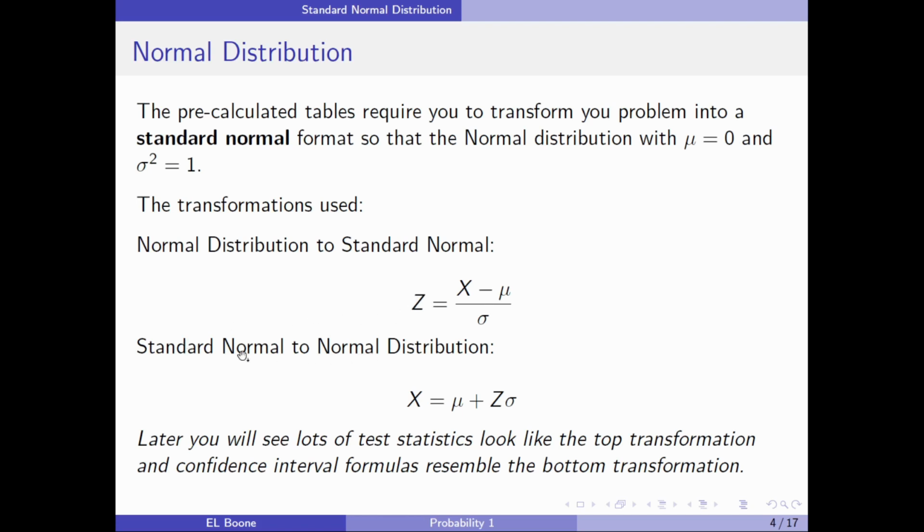And if we have a standard normal distribution, we have a number from it, and we want to send it back to the original space that it was talking about in its normal distribution, then we would use x equals mu plus z times sigma. It's pretty easy to do.